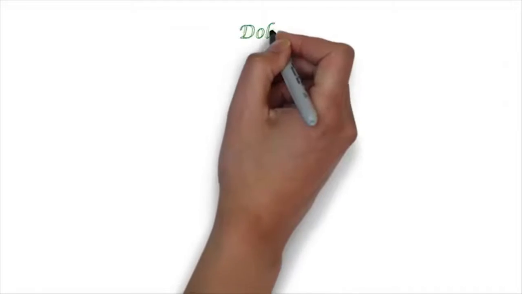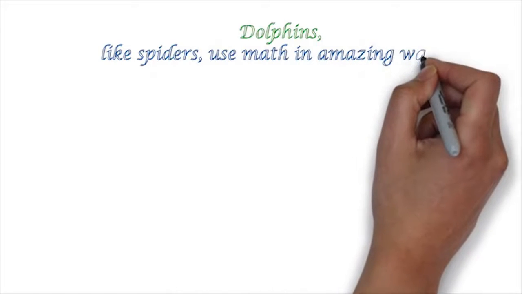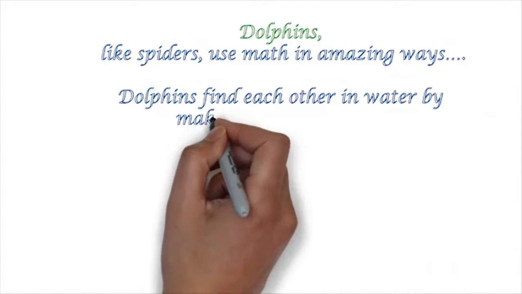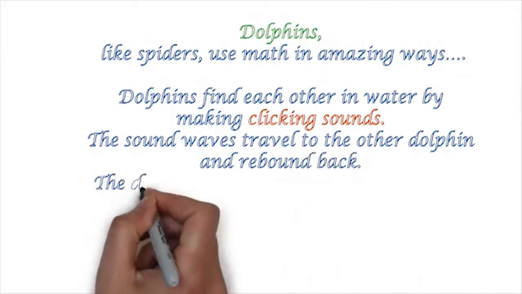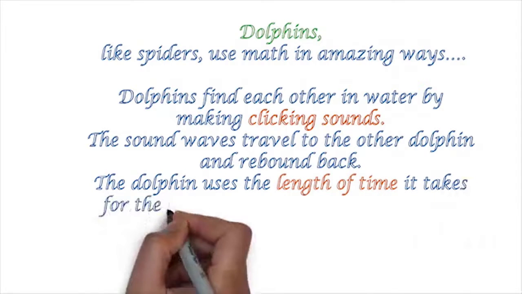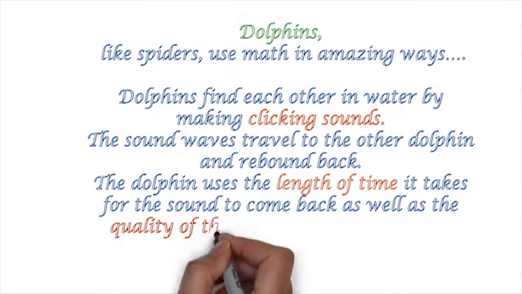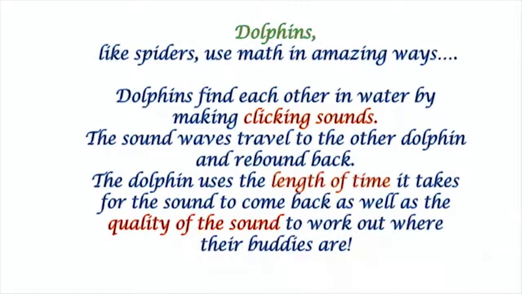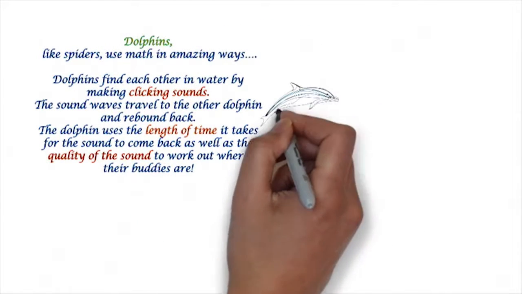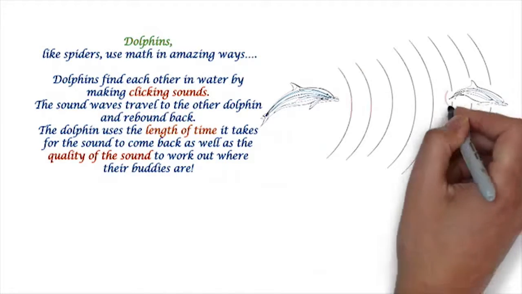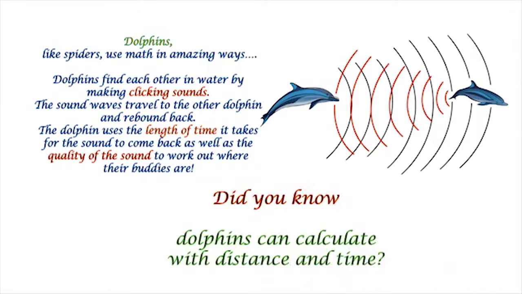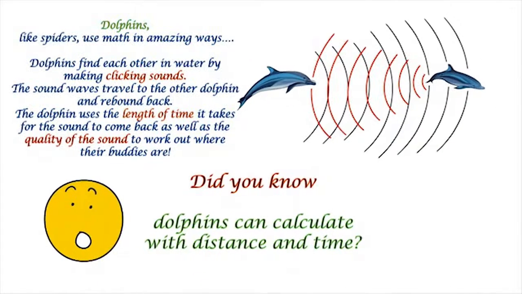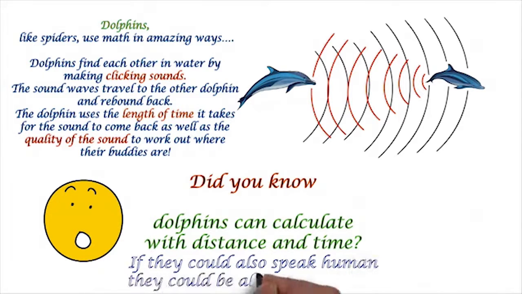Another animal that uses math intuitively is a dolphin. Dolphins, like spiders, use math in amazing ways. They actually find each other in water by making clicking sounds, and then as the sound waves travel, they hit the other dolphin and rebound back. And the first dolphin uses the length of time it takes for the sound to come back, as well as the quality of the sound, to work out where their buddies are. Did you know dolphins could calculate with distance and time? If they could also speak human, they could be your algebra teachers.